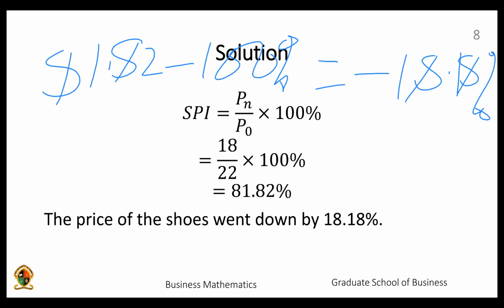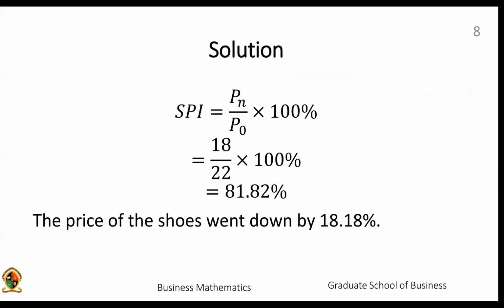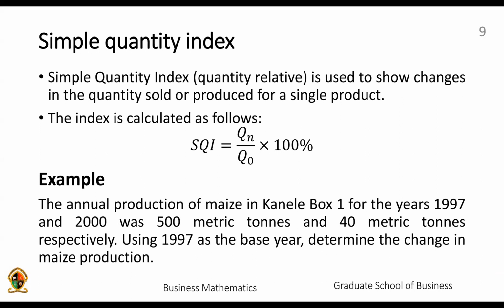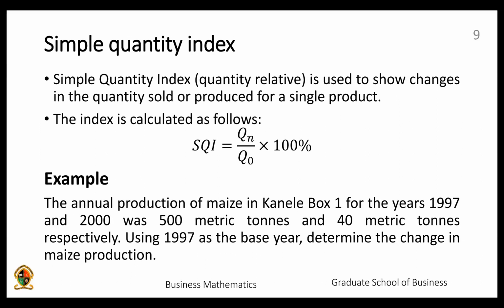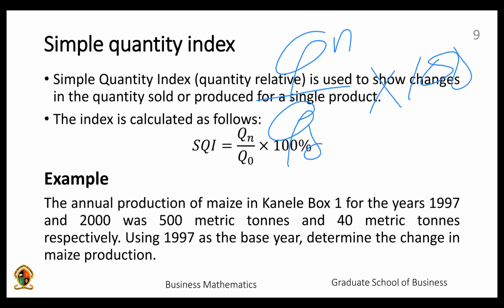Okay. And what you find again next, we can have an example for simple quantities, just like for price. So quantity in the new period over quantity in the old period times 100. Our example says the annual production of maize in the year 1997, they produce 500. Let me read the question.